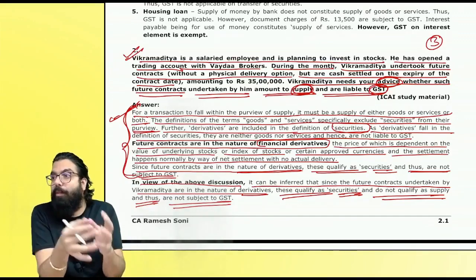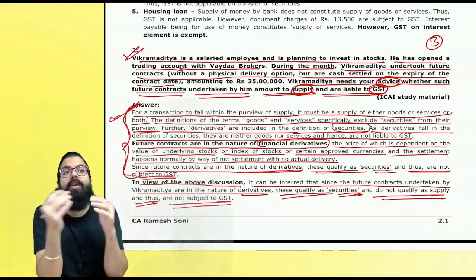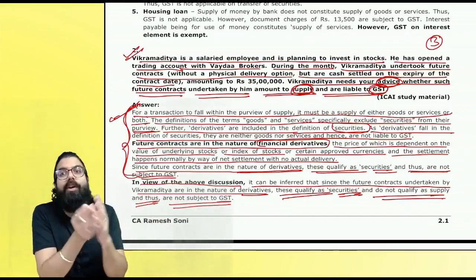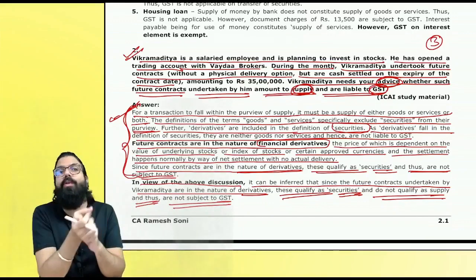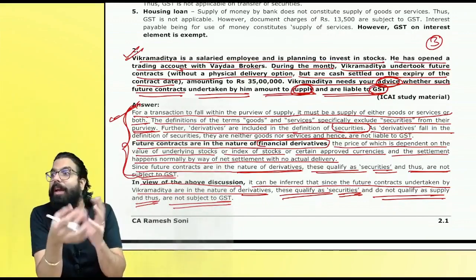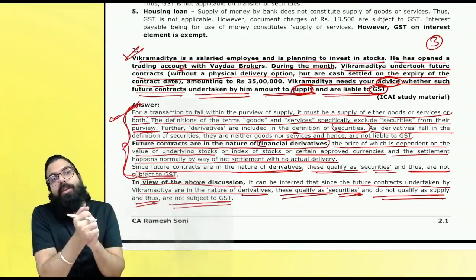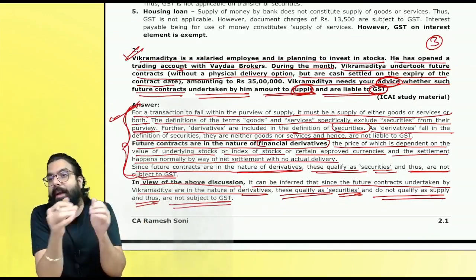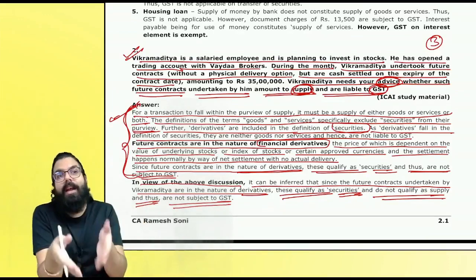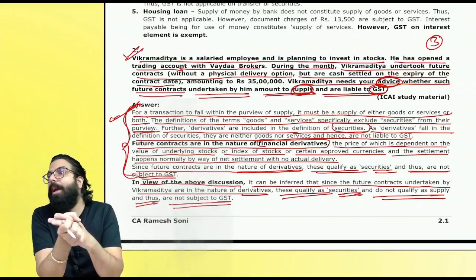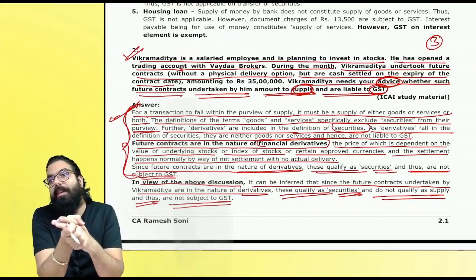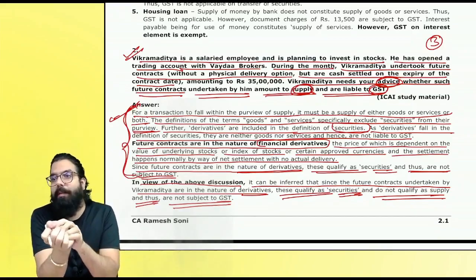Can I go ahead, everyone? You have to write that the definition of goods does not include securities. Derivatives are securities, and hence not included in goods or service. Further, when net settlement is happening, it is actually a derivative, and it is neither goods nor service, and GST can't be levied. In the present case, when it is a derivative and net settlement is happening, it will be neither goods nor service, and GST can't come.